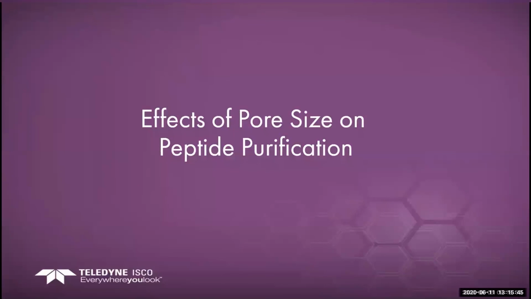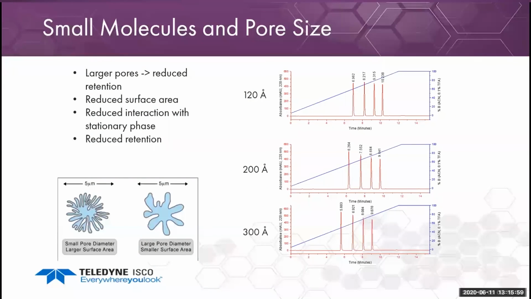Now we will discuss the effects of stationary phase pore size on peptide elution. We will see differences between peptides and small molecules, and we will provide guidance on when to use stationary phases with different pore sizes. We used methyl, ethyl, propyl, and butylparaben for these experiments.